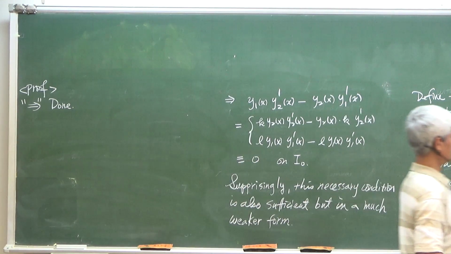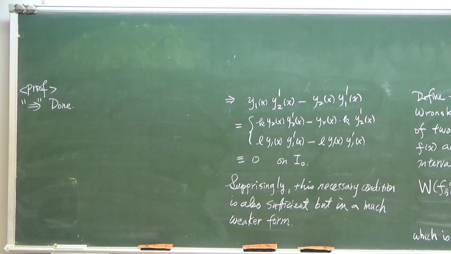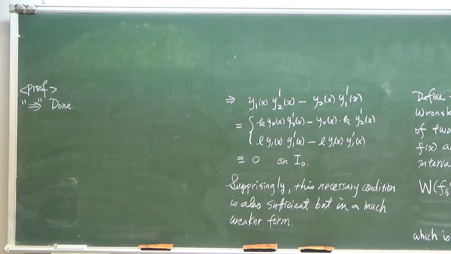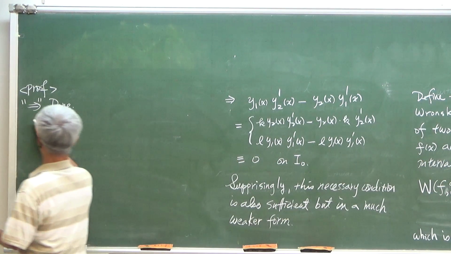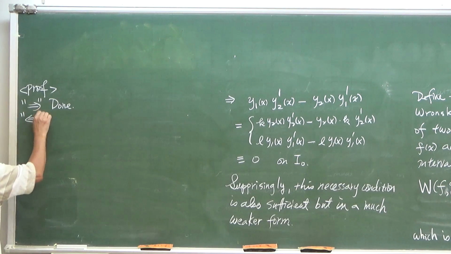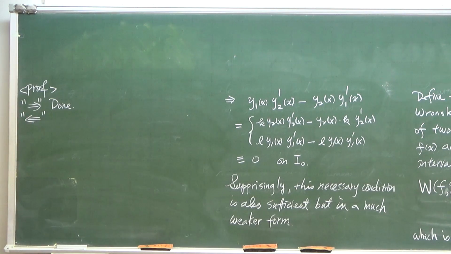Because if y1 and y2 are linearly dependent, we know the Wronskian is identically the 0 function already. Right? So of course this is true. So we have done that. Now we have to do the reverse part. It's not trivial. Not trivial.